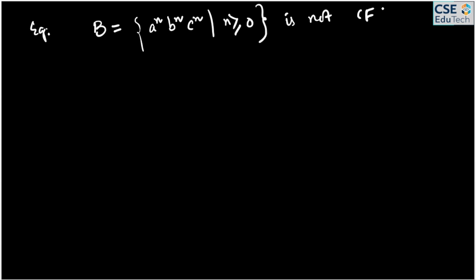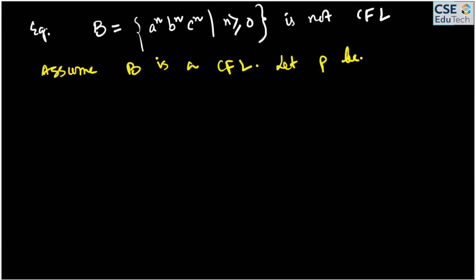Example: suppose B is a language of the form A to the power n, B to the power n, and C to the power n, such that n greater than or equal to 0, is not a context free language. To prove this, initially we have to assume that B is a context free language. So assume B is a context free language, and let P be the pumping length.